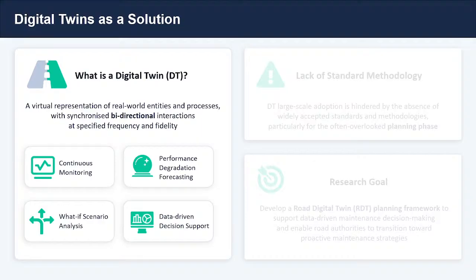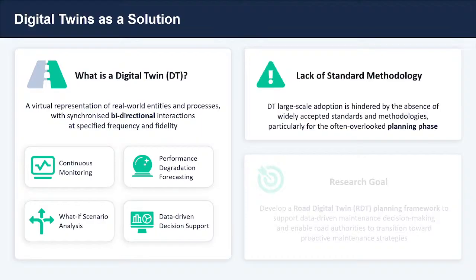A digital twin is a virtual representation of real-world entities and processes with synchronized bidirectional interaction at specified frequency and fidelity. Digital twins allow for continuous monitoring, performance degradation forecasting, what-if scenario analysis, and can provide support for data-driven decision-making. But notwithstanding their many advantages, their large-scale adoption is hindered by the absence of widely accepted standards and methodologies. This is true especially for the planning phase, which is constantly overlooked.